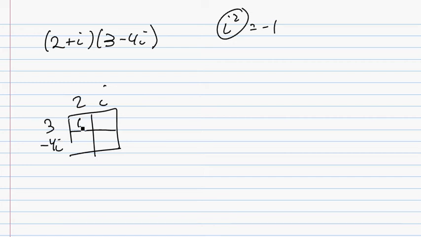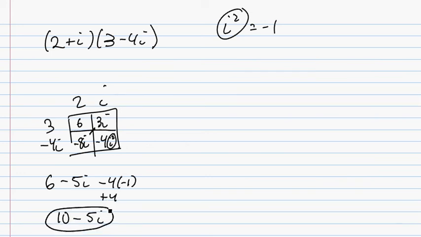So 2 times 3 is 6. i times 3 is 3i. This would be negative 8i and negative 4i squared. Okay, and I circle the i squared because that's actually negative 1. So what I have here is a 6. I'm going to combine these two terms, so that would be minus 5i, minus 4 times negative 1, because that was the i squared. That really is just a plus 4, so I have 10 minus 5i. So that's if you want to do the box.